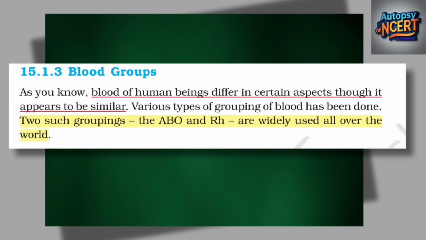15.1.3 Blood groups. As you know, blood of human beings differ in certain aspects, though it appears to be similar. Various types of grouping of blood has been done. Two such groupings, the ABO and Rh, are widely used all over the world.